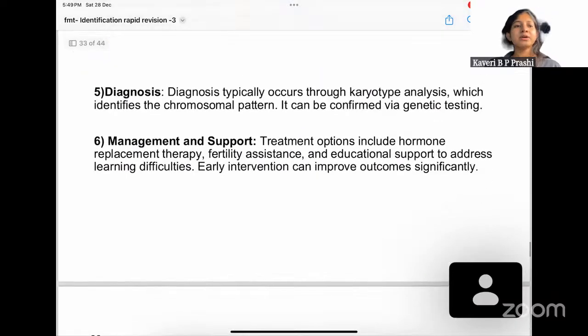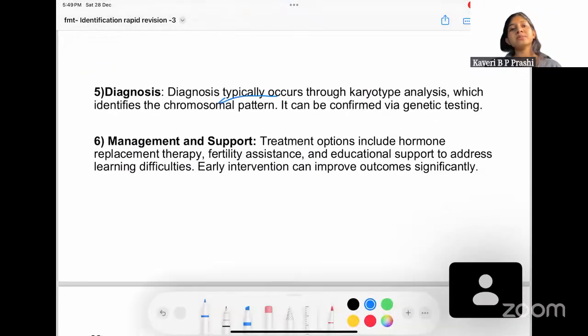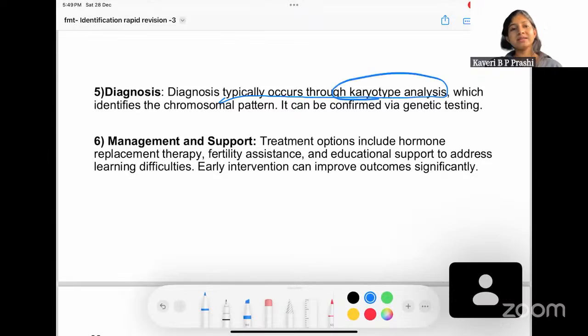What are the other points? How do you diagnose these people? Diagnosis typically occurs through karyotype analysis, which identifies the chromosome pattern. So once you get to know that they are 47XXY when you do karyotyping, you can say that these people have Klinefelter syndrome, and you can confirm it by doing genetic testing.